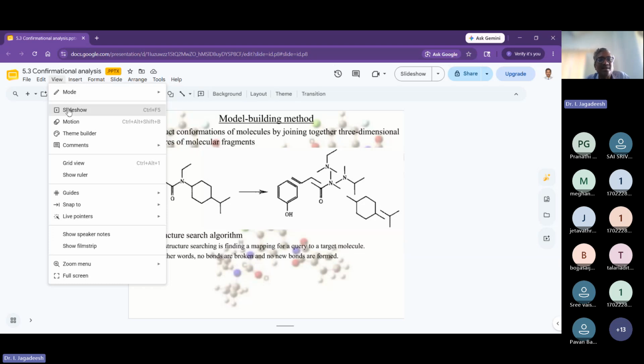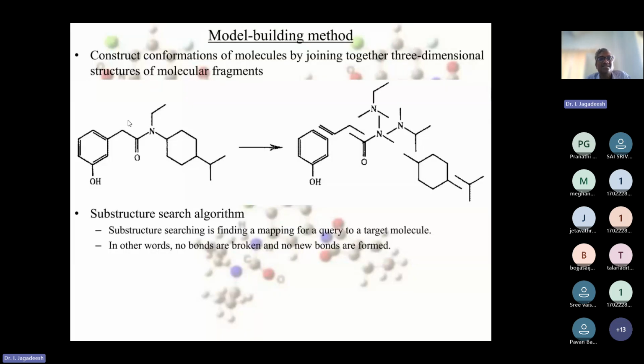In the molecular building approach, you construct the conformations of the molecule by joining together the three-dimensional structures of the molecular fragments. So we take the molecule and individually split it into fragments, and we find out the high energy zones and map them. So a substructure-based algorithm is present.